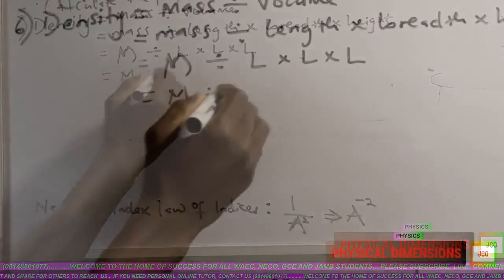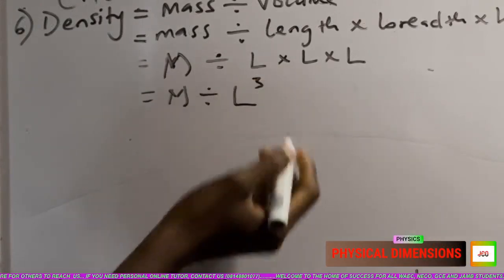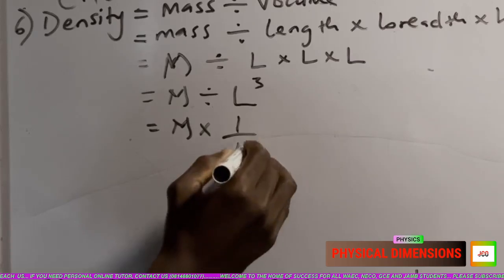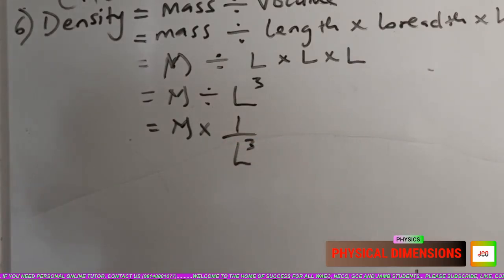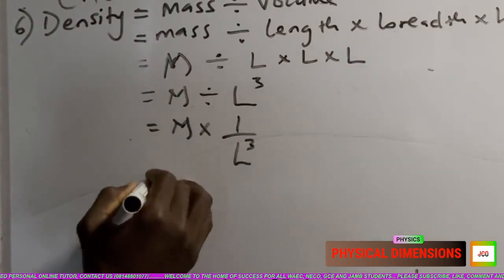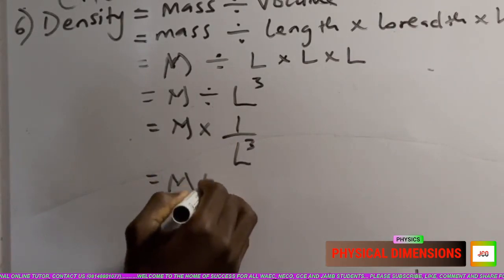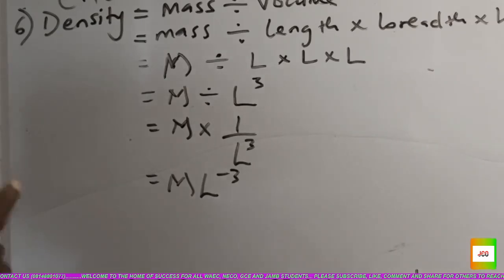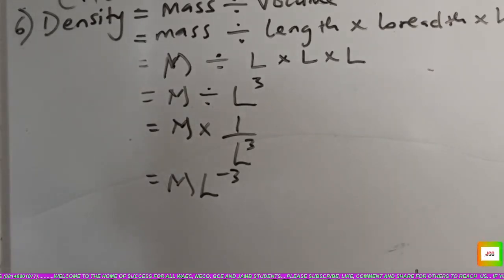Mass divided by L times L times L is L cubed. So now I can change it to times 1 over L cubed. So negative index rule, you have 1 over L cube as L raised to power minus 3. So this is that for that.